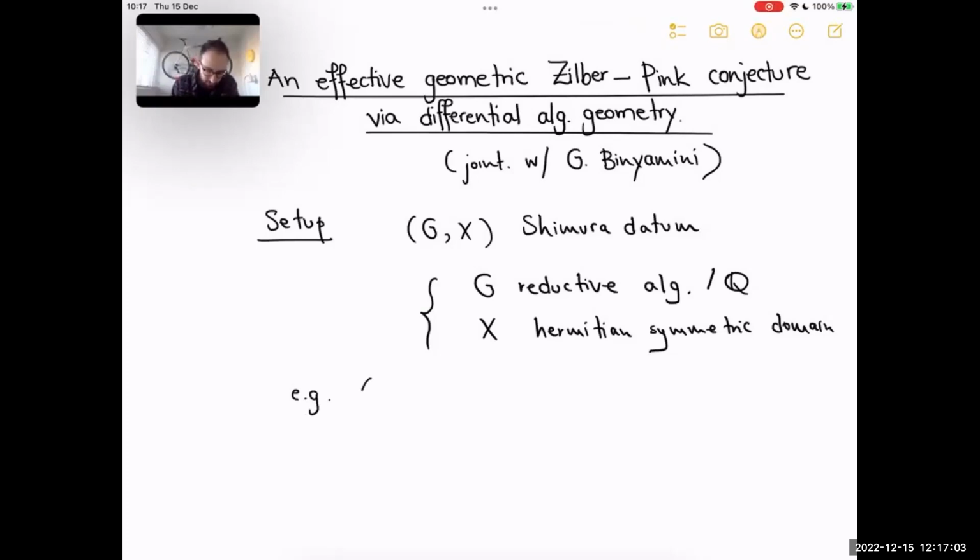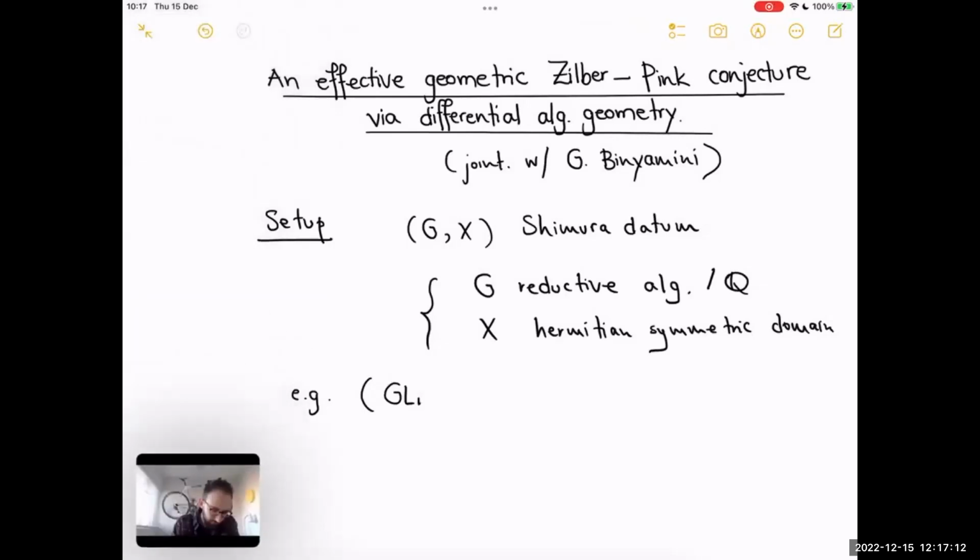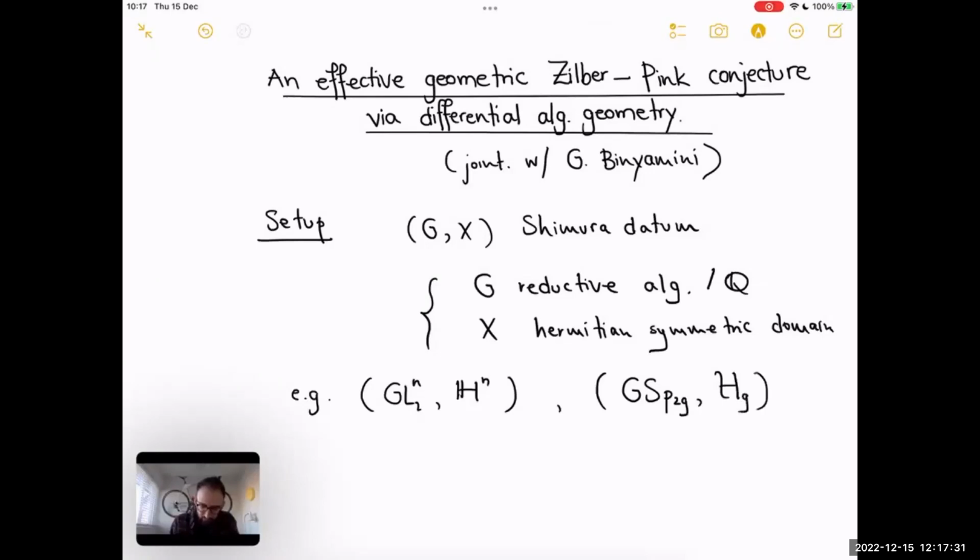So just to give some examples in case this is not so familiar, I think the two examples to bear in mind are Cartesian products of GL2, and associated with that is the Cartesian power of the upper half plane. The other standard example is the symplectic group and the associated Siegel upper half space. Of course, there are lots of Shimura varieties, but if you're not familiar with them, these are the two that are easiest to get your hands on.